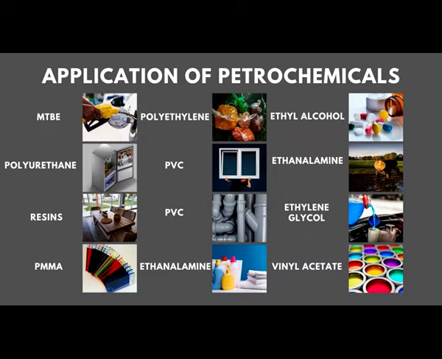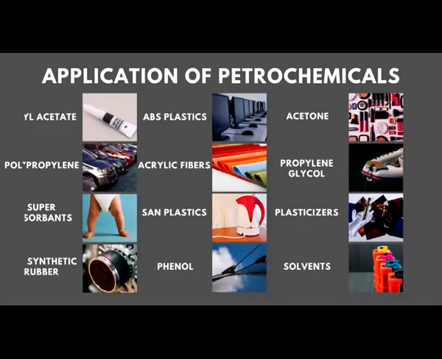Polyvinyl chloride is primarily used for manufacturing window panes and different kinds of pipelines. Ethylene glycol is used as an anti-freezing agent in automobiles. Vinyl acetates are widely used in the manufacture of colorful paints. Then vinyl acetate is used in the manufacture of adhesives. Polypropylene is used for manufacturing different automobile components.